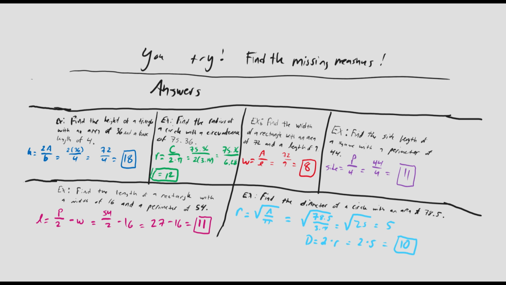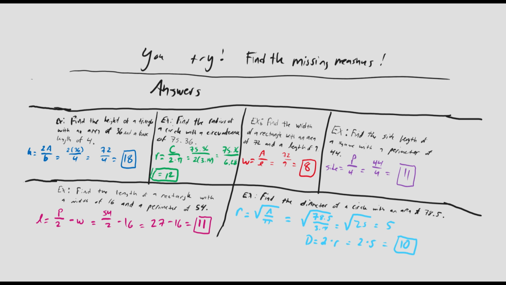We're looking at perimeter this time. Since our perimeter formula is going to be adjusted to find length as perimeter divided by 2 minus width, you would plug in the 54 for the perimeter and divide it by 2 first. That's going to make 27. Then subtract your width of 16 from 27. You get 11 for the length. Last problem of this lesson here.